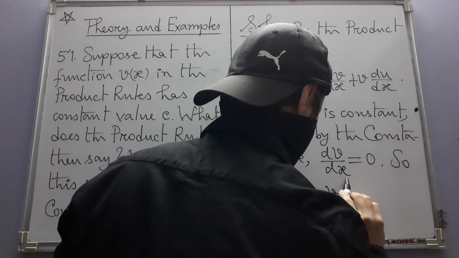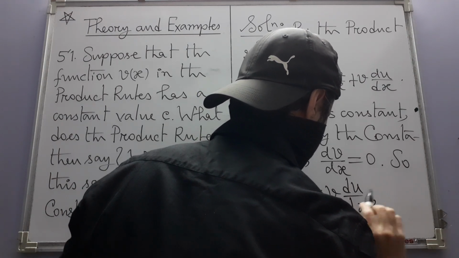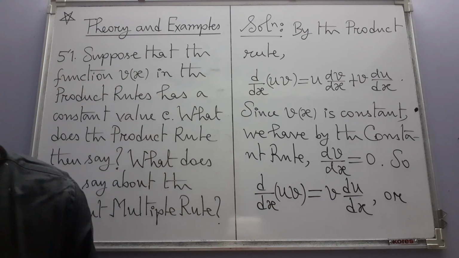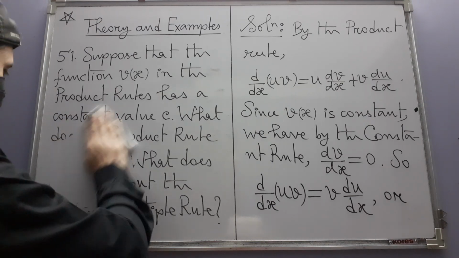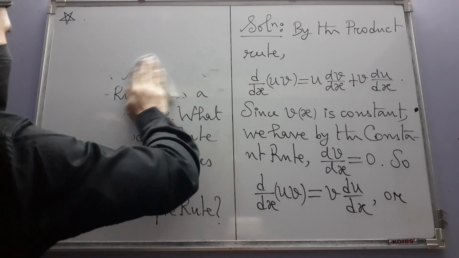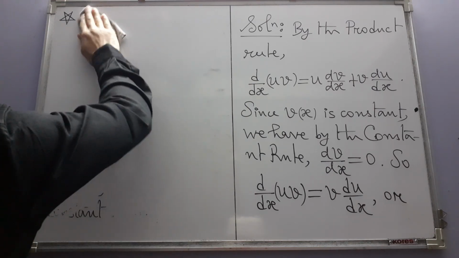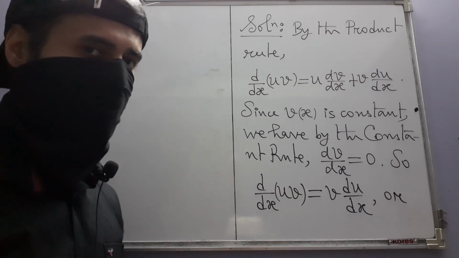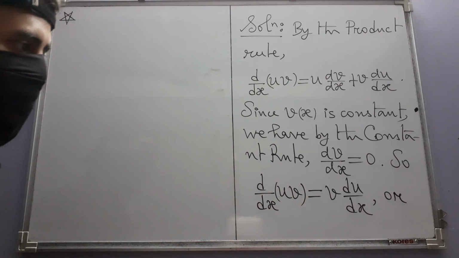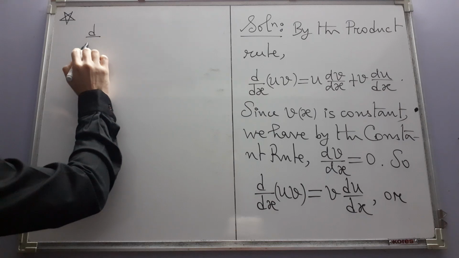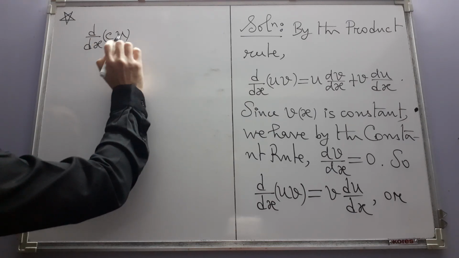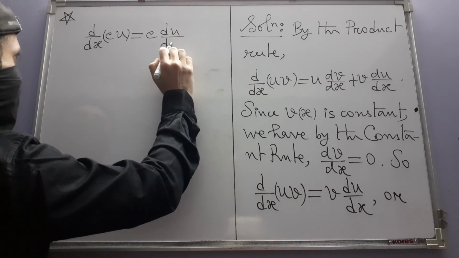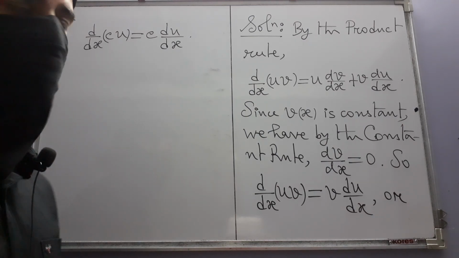So it is equal to v times du dx, or using the fact that v is constantly c, we can now write it in terms of c. You will write c in place of v, but we can change the order also. Instead of writing uc, we can write cu. So that will give me the derivative of cu. On the right hand side also, in place of v, we write c. And that is just nothing but the constant multiple rule.